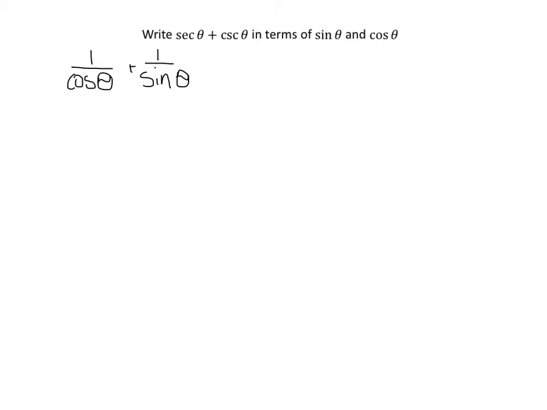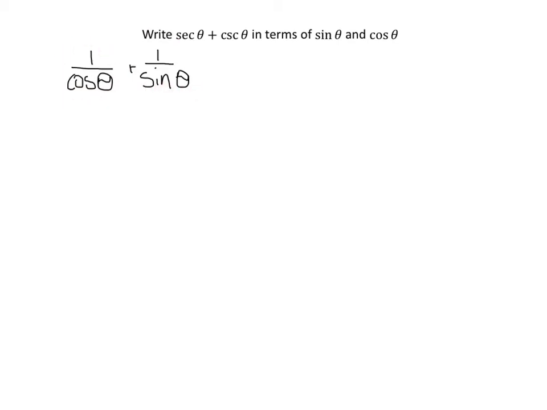And the way that we do that, remember, to add fractions, you need a common denominator. So, since we don't really have a common denominator, what we'll have to do is multiply each fraction by some version of 1, meaning by something over itself, so that it will have the same denominator. The best way to figure this out is to look at your two denominators. I see that one denominator is cosine and the other is sine.